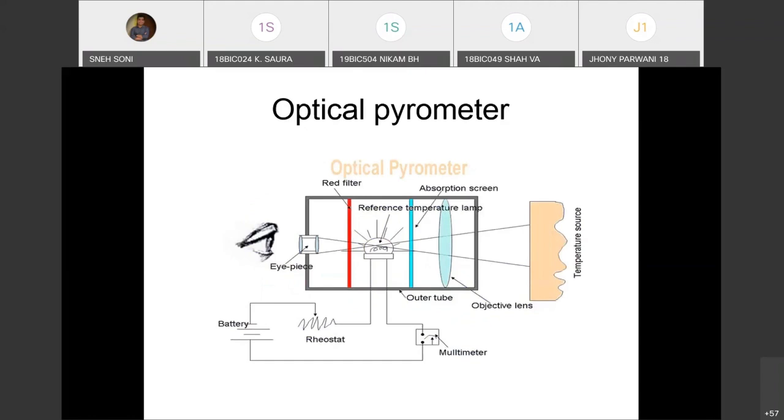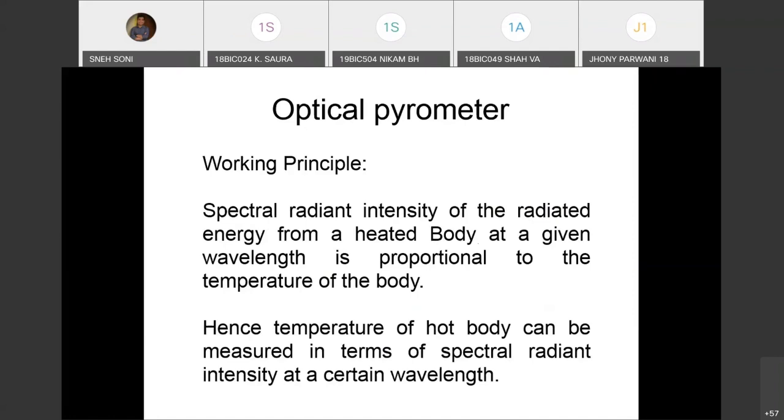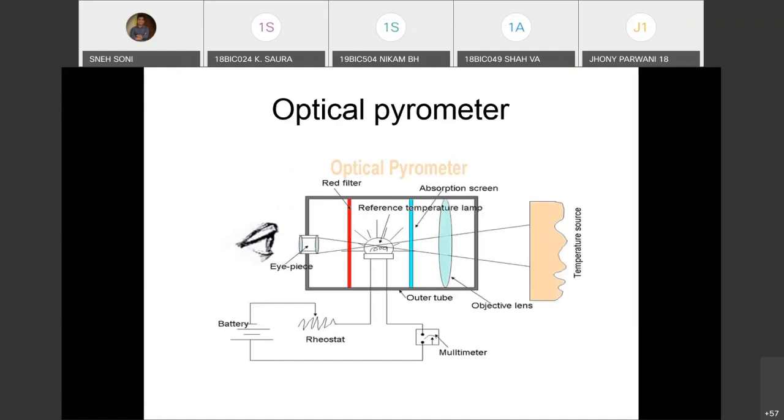Fine. Good. So now if we go back to the working principle, the spectral radiant intensity of the radiated energy from a heated body at a given wavelength is proportional to the temperature of the hot body. This is the main idea. Here you can see that a red filter is used. Can anyone tell me what is the use of the red filter? We are using that wavelength of the red spectrum. That's why they use a red filter. It's a visible wavelength spectrum.